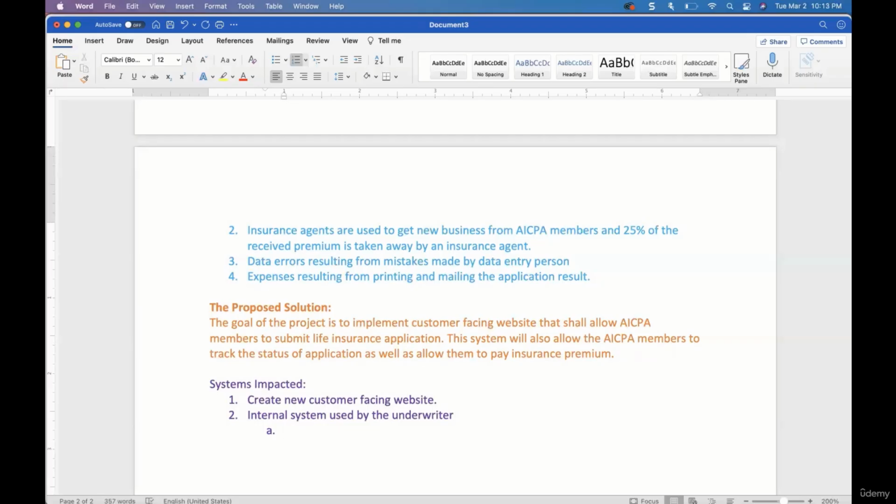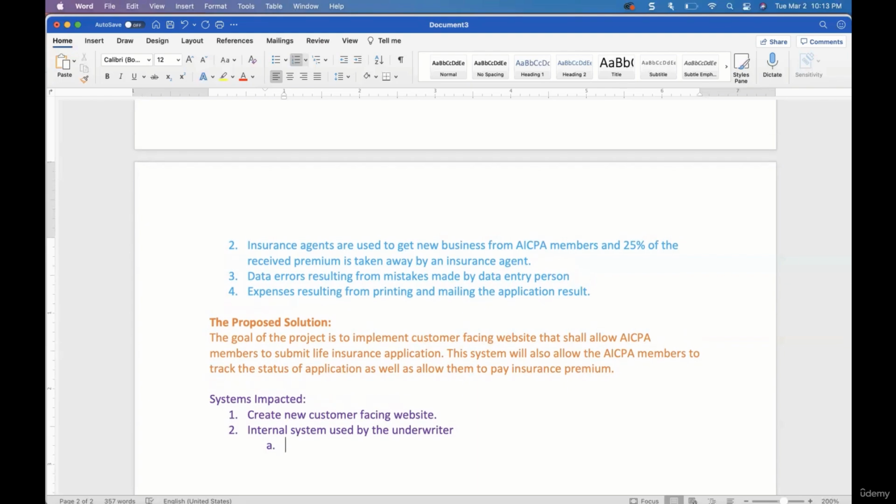You probably have to add something that the underwriter could say if it's approved or rejected. But that is already there in the system, right? Even currently, the underwriter can say whether it's approved or rejected.